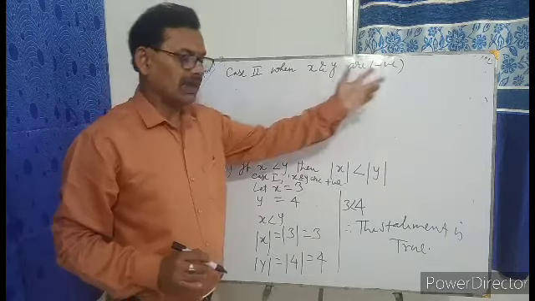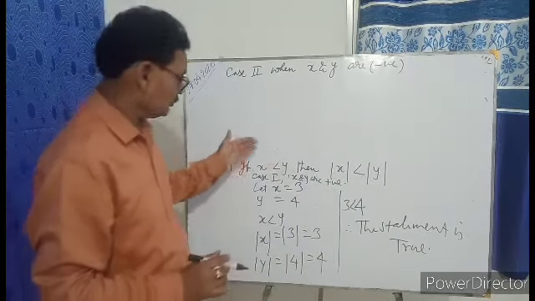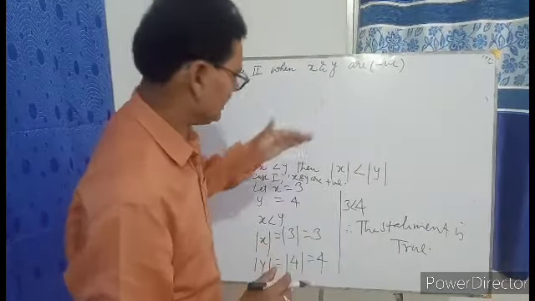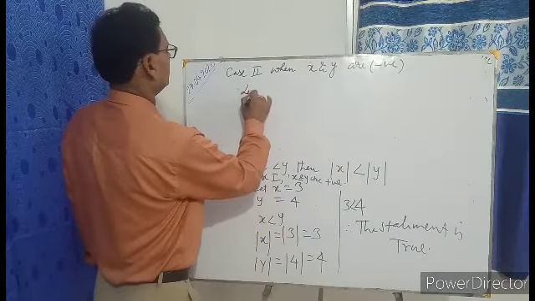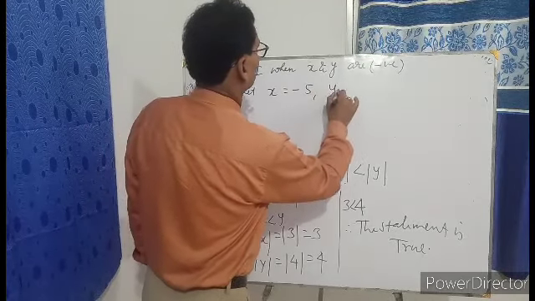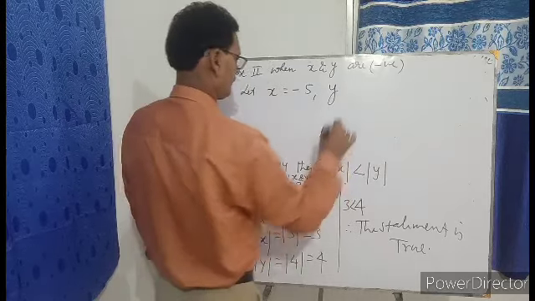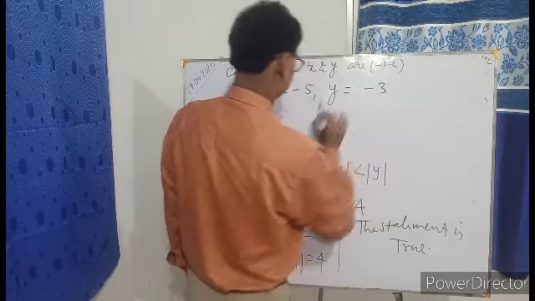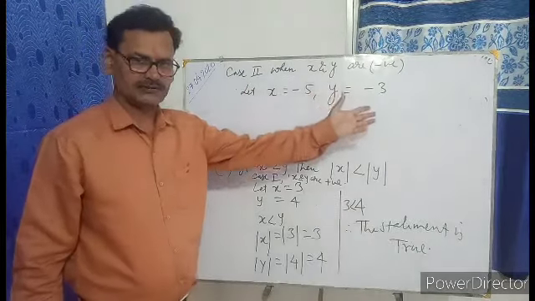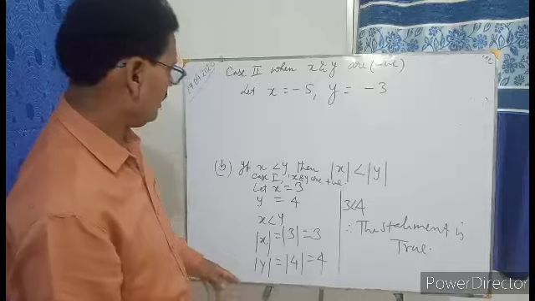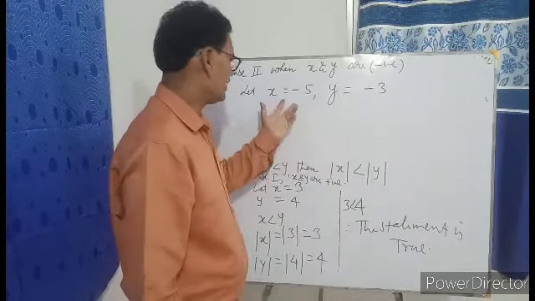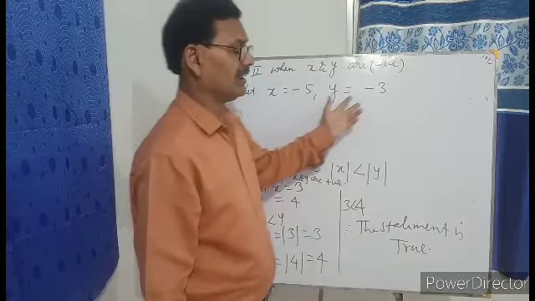When x and y are negative, let x be equal to -5 and y be equal to -3. Only then will y be greater than x. So x is equal to -5 and y is equal to -3.